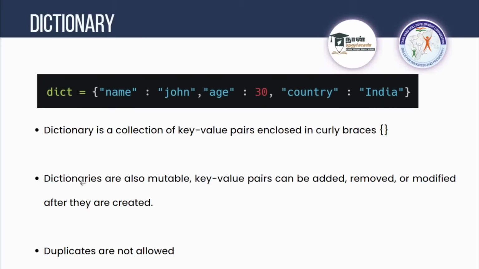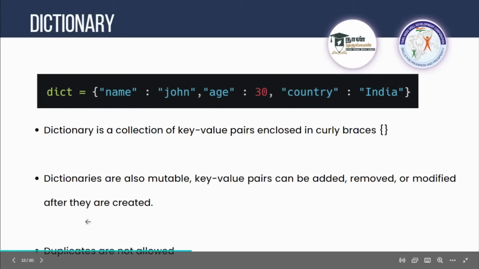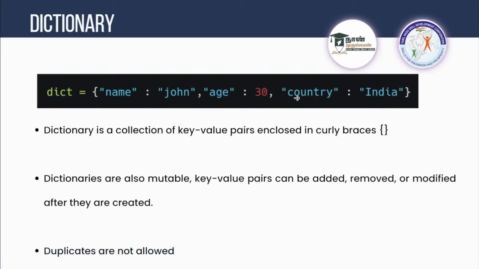And the properties of a dictionary: dictionaries are also mutable, which means they can be altered once they are created. Key value pairs can be added, modified, or removed after they are created, and duplicates are not allowed. So it is similar to a set, in that duplicates are not allowed. And there are certain properties, like what if a duplicate key is present, what will be the value? All these things we will discuss later.